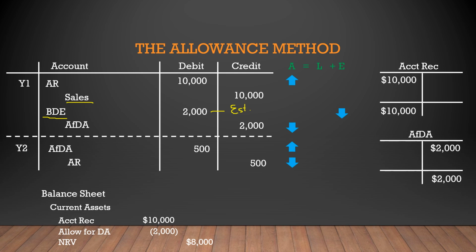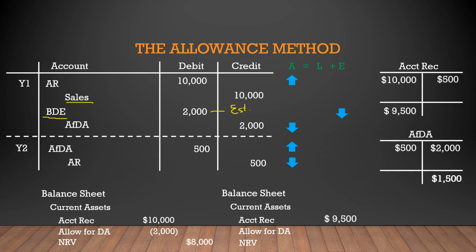We can verify this directly by posting to our ledger accounts. AR drops to a $9,500 debit, and AFDA reduces to a $1,500 credit. If we update our balance sheet with this information, you can see that while the balance is changed, the net realizable value is still $8,000, the very same amount as before our adjusting entry. That's the net impact of write-offs under the allowance method. None.